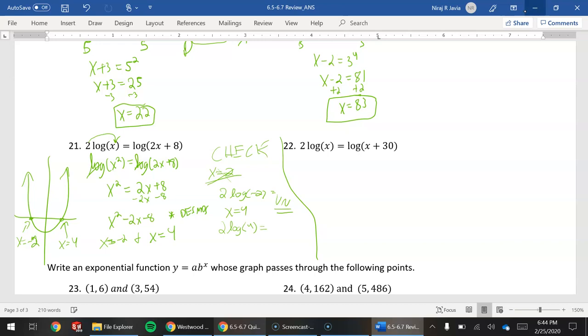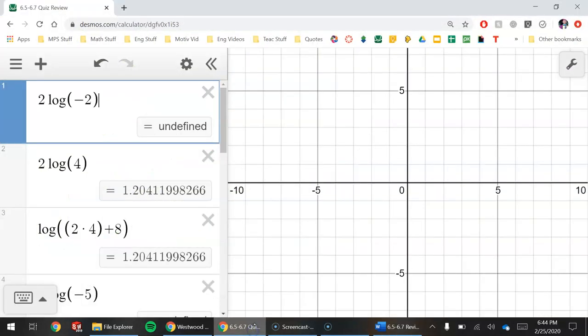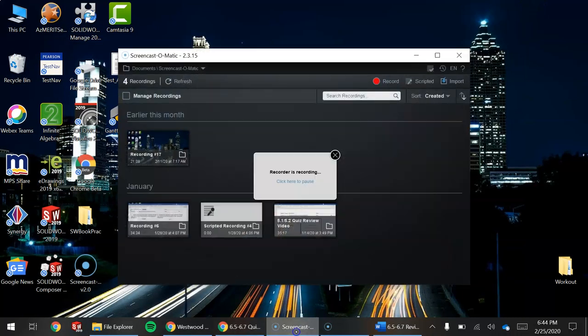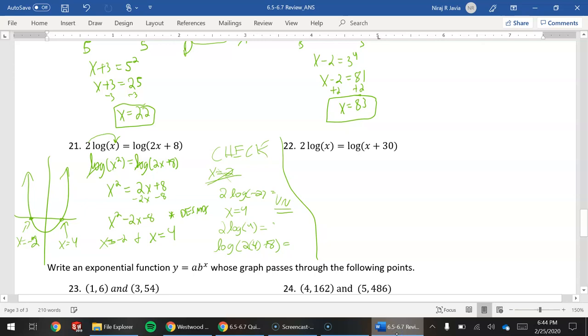And once we plug that in, we have to make sure the other side looks the same, which is log of 2 times 4 plus 8. If these two equal each other, we are rolling. So 2 log 4 is this, and log of 2 times 4 plus 8 looks like they're the same. Looks like 1.2 and 1.2. So those equal each other. Because they equal each other, x is equal to 4 is your answer.